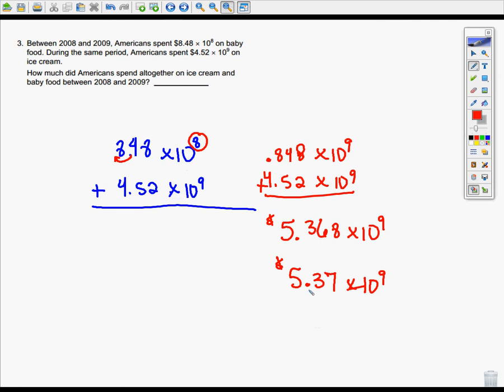So if we think about this, I would move the decimal 9 places over, because it doesn't say write it in scientific notation. So let's look. There's 2 places, so 1, 2, and then 7 zeros. 1, 2, 3, 4, 5, 6, 7. Put in my commas. That is a lot of money that we spent on baby food and ice cream. Let's see, there's millions, billions, $5,370,000,000 on baby food and ice cream between 2008 and 2009.